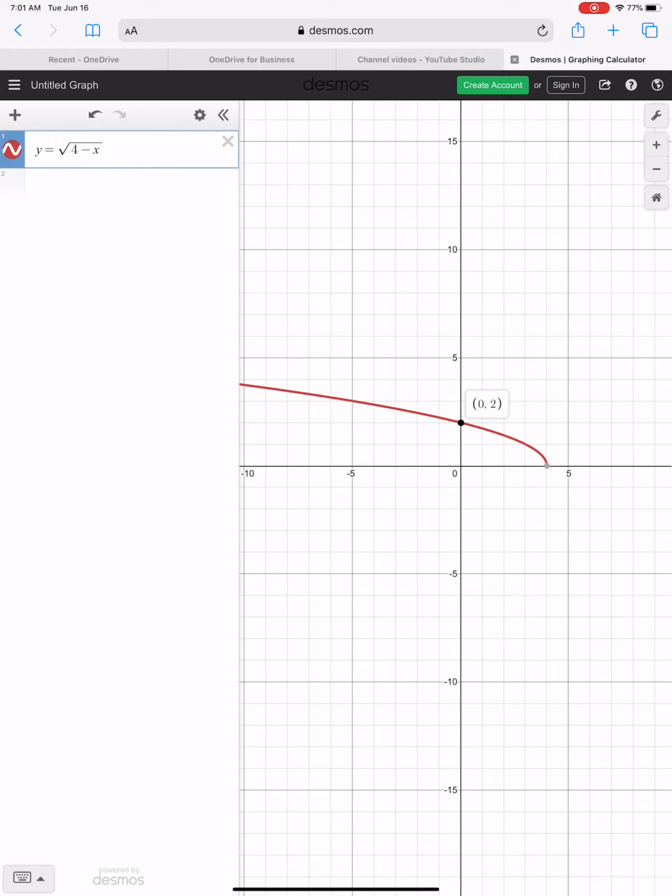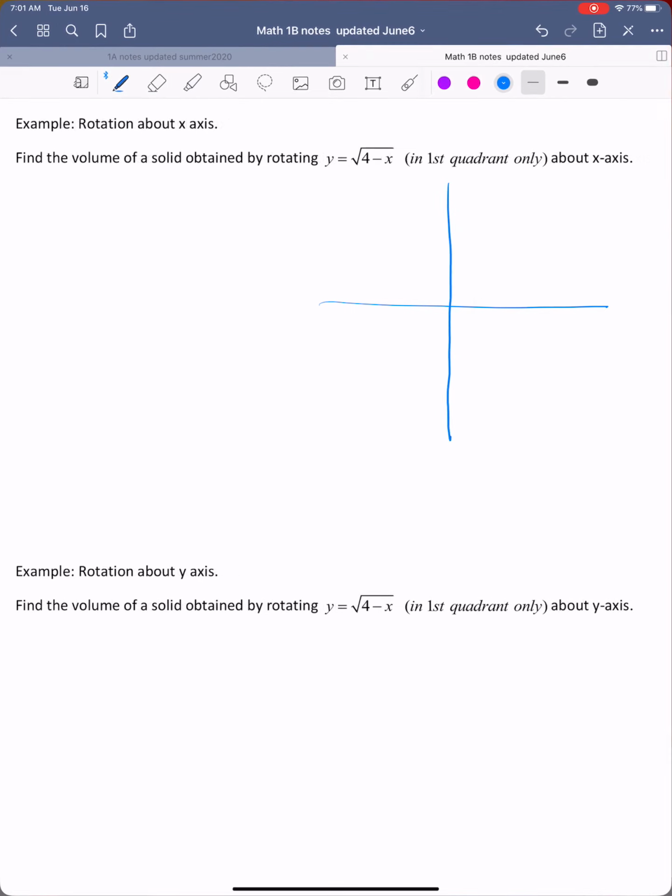All right, so let's go back to the notes now. Here's how the first quadrant looked. We want to find the volume of the solid obtained by rotating this curve about the x-axis. My goal is to rotate it about the x-axis, and I'm going to have a shape that looks like this. This is the x-axis and this is the y-axis.